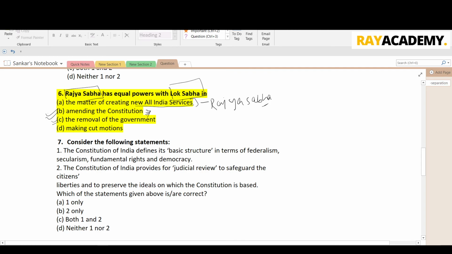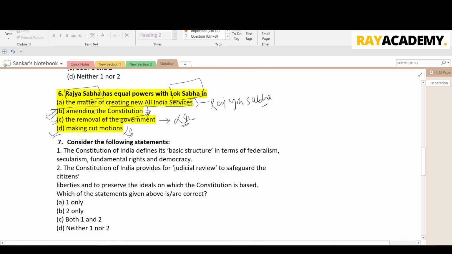Let's come to C, the removal of the government. Just a couple of minutes before, I have talked that it is Lok Sabha. That means the Council of Ministers is accountable to Lok Sabha only. So if a no confidence motion is passed in Lok Sabha, the government has to resign. Making a cut motion, again in Lok Sabha. What is the correct answer?